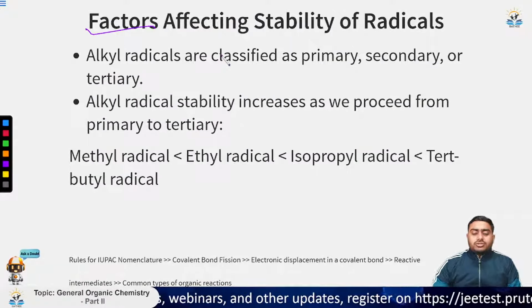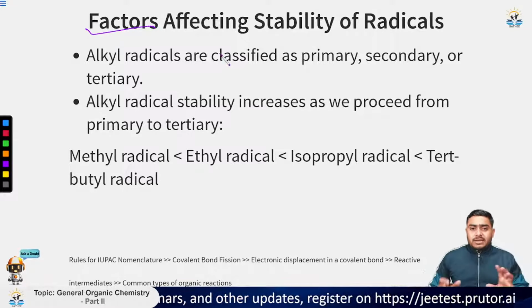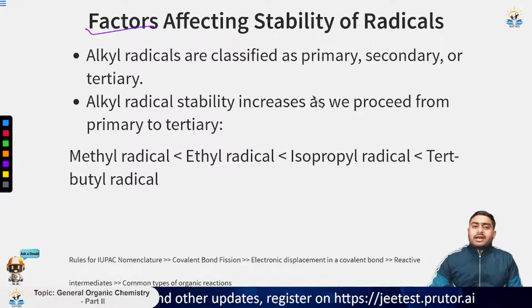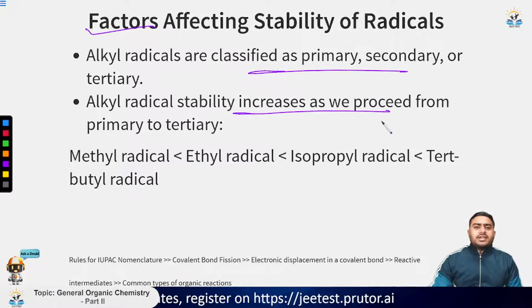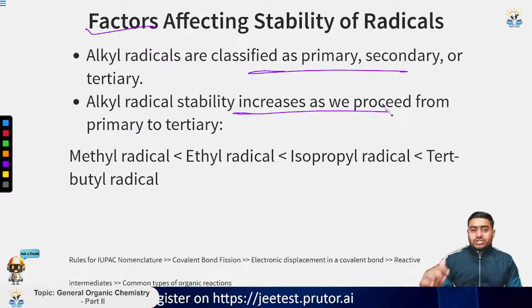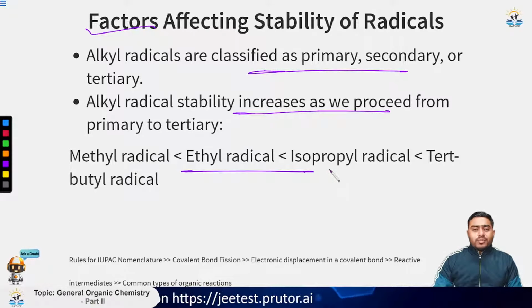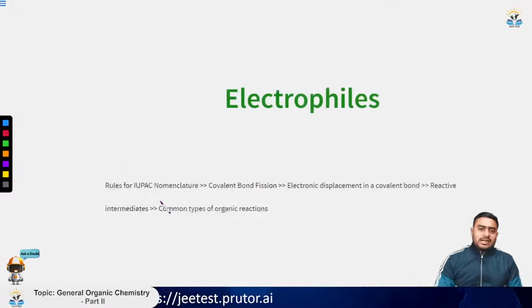Those factors which are affecting the stability of radicals are what? Alkyl radicals are classified as again primary, secondary or tertiary. Alkyl radical stability increases as we proceed from primary to tertiary. So methyl radical, then ethyl, then isopropyl, then tertiary butyl radical. Like this is the stability order.